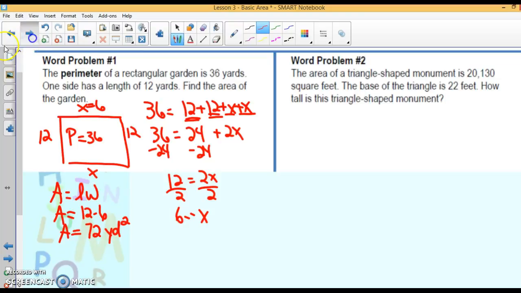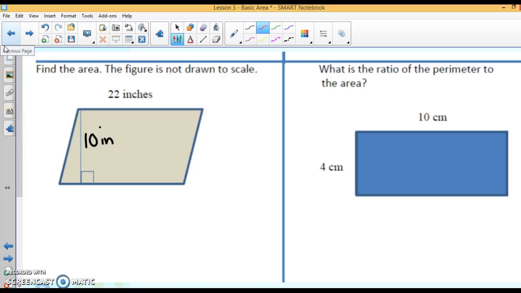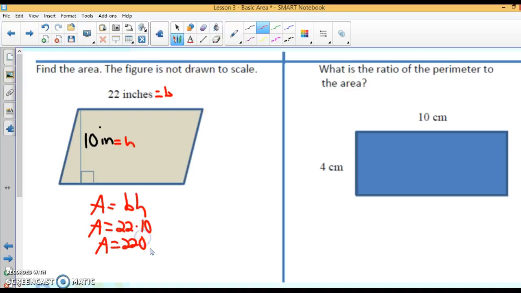We're going to skip that one because it's just like another one. We'll look at this one. This is a parallelogram. The formula for area of a parallelogram is base times height. This is the base, this is the height. So area is 22 times 10. Area is 220 square inches.